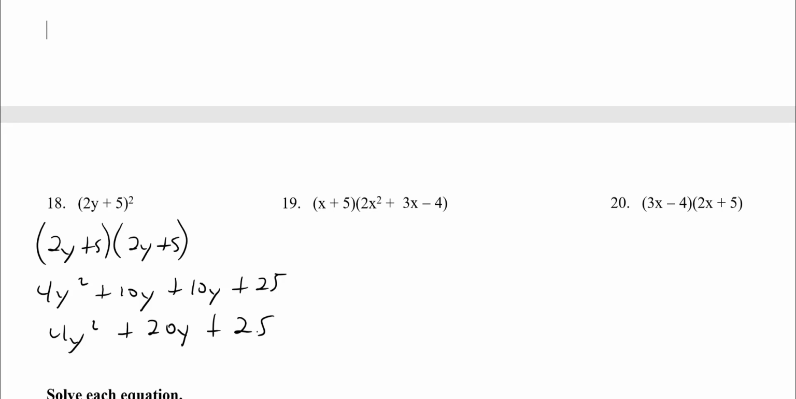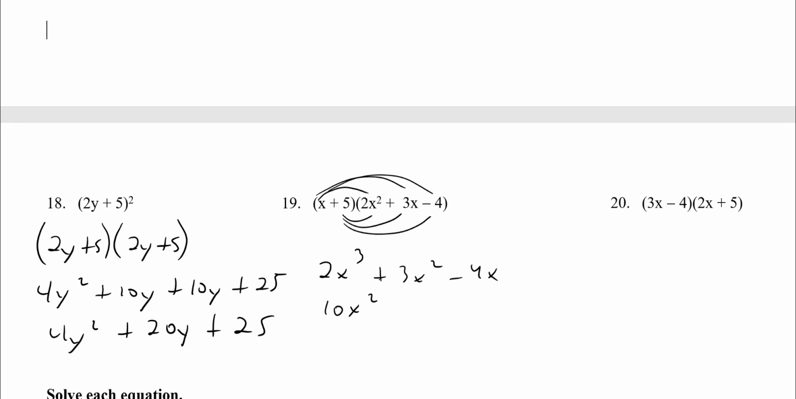Okay, this one's a little bit more work. That x has to be multiplied by all those terms and the 5 by all of those terms. So x times 2x squared is 2x cubed. X times 3x is plus 3x squared. X times negative 4 is negative 4x. 5 times 2x is 10x squared. 5 times 3 is plus 15x. And 5 times negative 4 is negative 20.